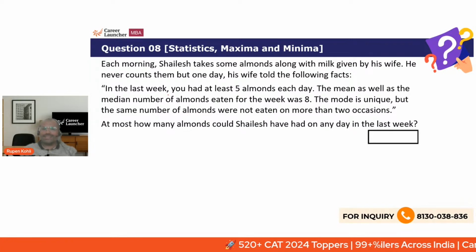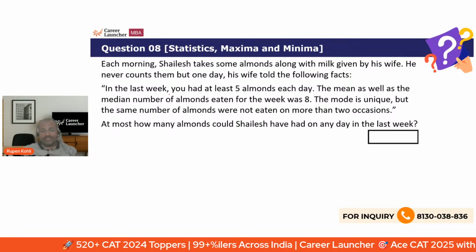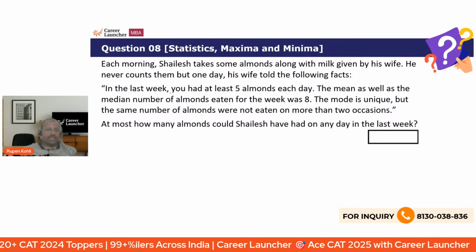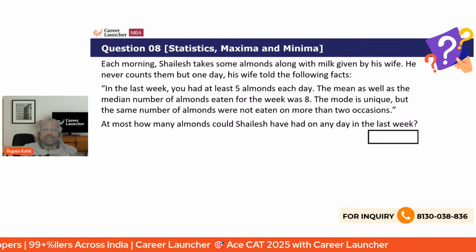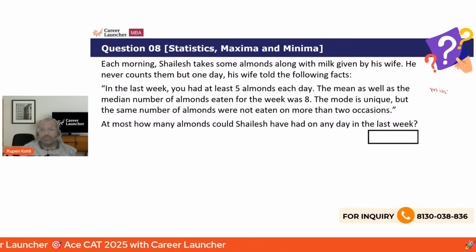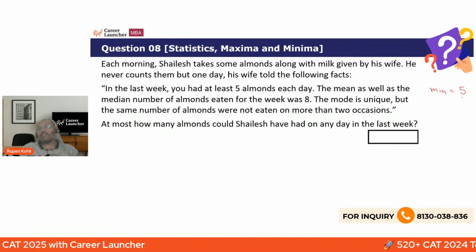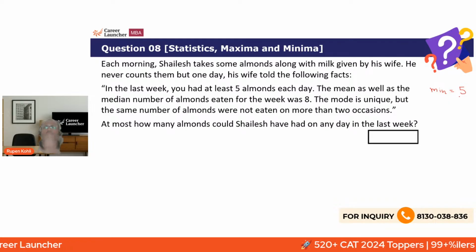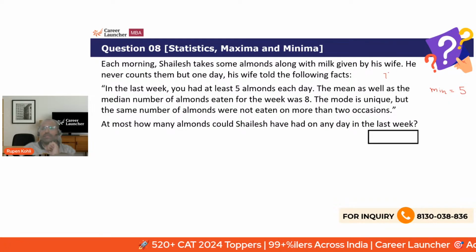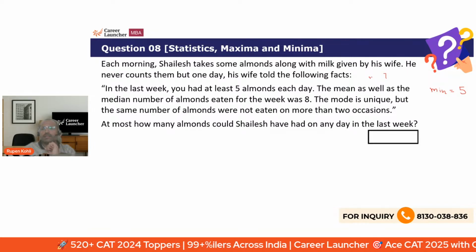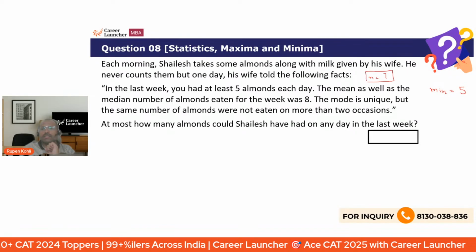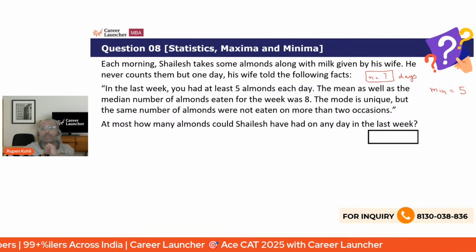In the last week, you had at least 5 almonds each day. Okay, so start noting the things on the sidelines. Minimum is 5. You did not get 4 or less than that. You had a minimum of 5 each day. We are talking of 7 days, so n equal to 7 days that we are tracking. The minimum value is 5.